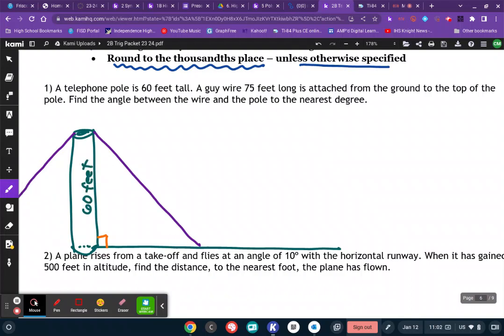The wire, it says, is 75 feet long from the top of the pole to the ground. And they want us to find the angle between the wire and the pole. Find the angle between the wire and the pole. That's up here. So that's going to be my theta. Okay.